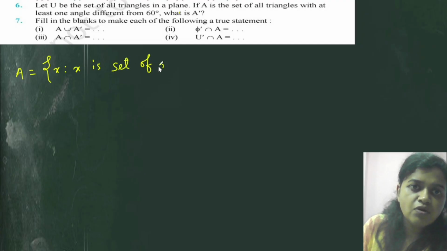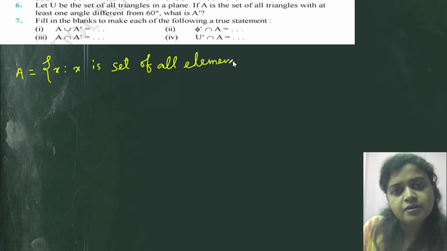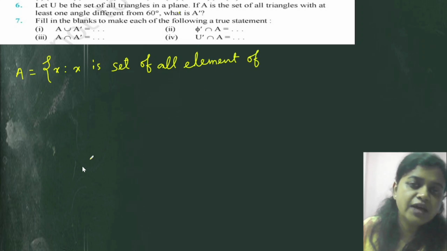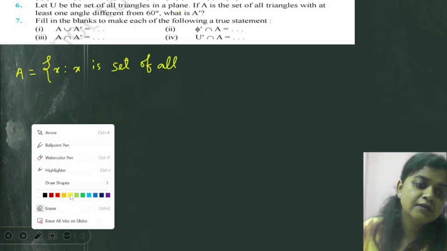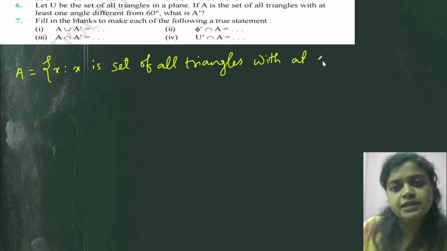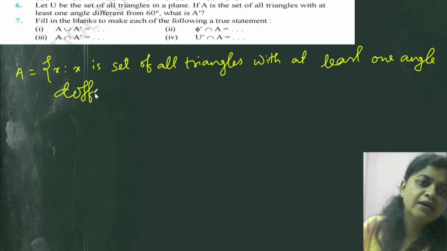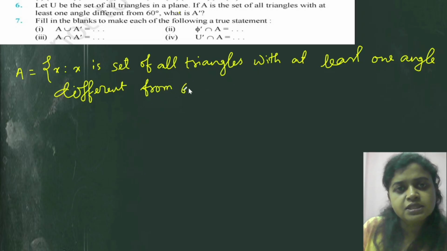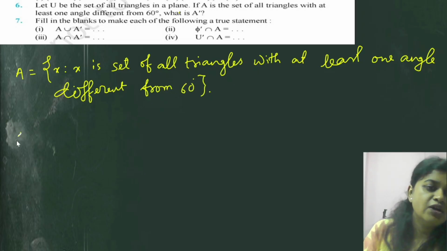So let us write down the set A. So X, such that X is an element of the set of all triangles with at least one angle different from 60. So this is a set A, and you have to find out the complement of A.